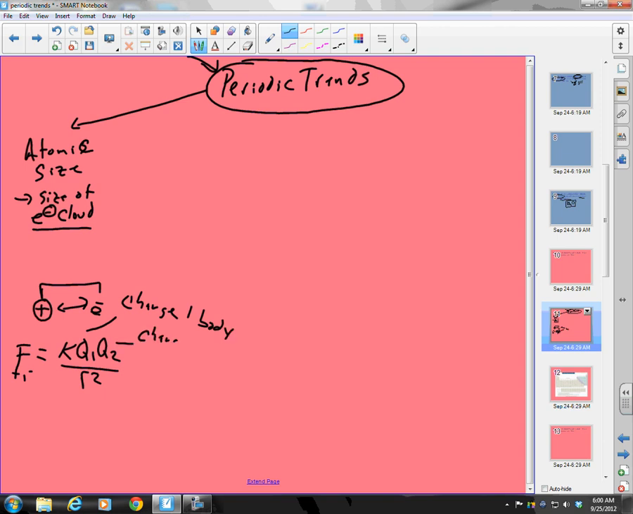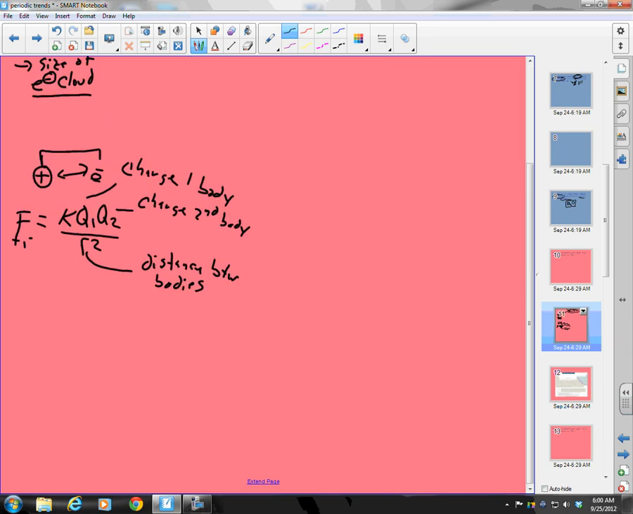Q2 is the charge of the second body. K is a constant, so we don't worry about it. And R is the distance between my bodies. Okay, so how does this affect us? Well, what's one of my charged bodies? We could say that Q1 is my proton charge, and we can say Q2 is my electron charge. So I have my proton charge and my electron charge, and R squared, well, that's the distance between my proton and my electron.